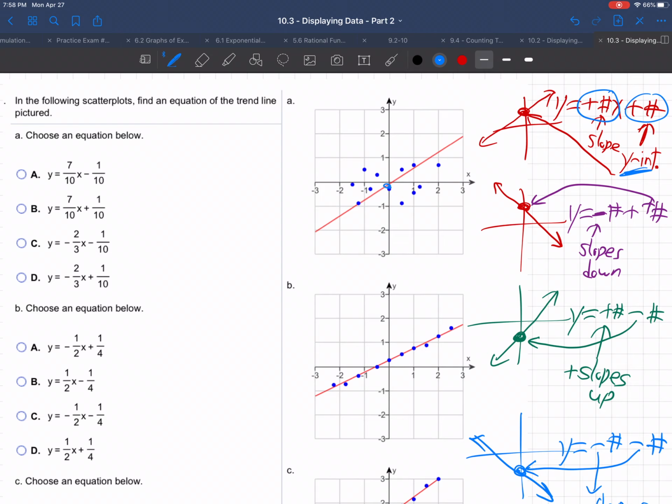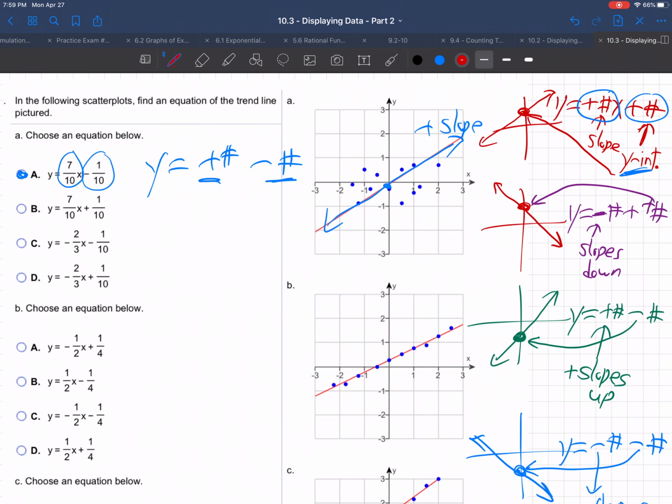So let's look at this one. This one starts below, see right there on the y-axis, it's hitting just below 0. So that means the number at the back is negative. And it's going up to the right, positive slope. So that'd be a positive number in the front. So we're looking for positive in the front, negative at the back. There we go. Answer A.